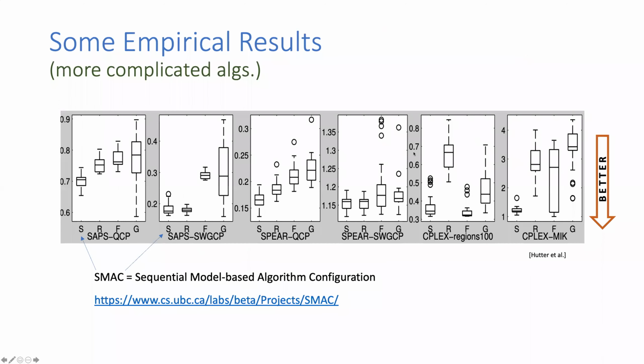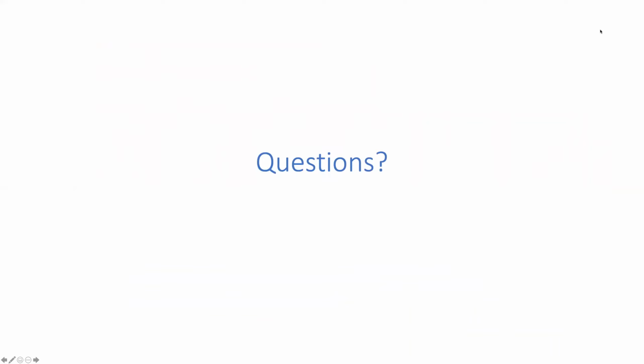Here are some empirical results of an approach called SMAC, sequential model-based algorithm configuration. Here, lower is better. This is on a bunch of different optimization problems. And you can see that SMAC, especially on the CPLEX problem on the right, where CPLEX is an integer program solver, does much better than the other hyperparameter tuning algorithms. So just to give you a sense of the empirical results. I'll pause briefly if there are any questions.